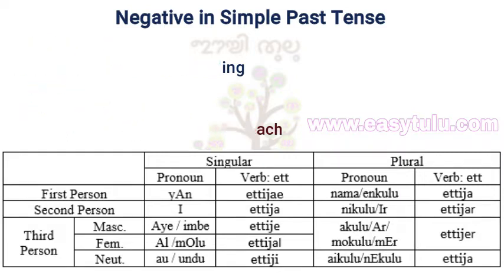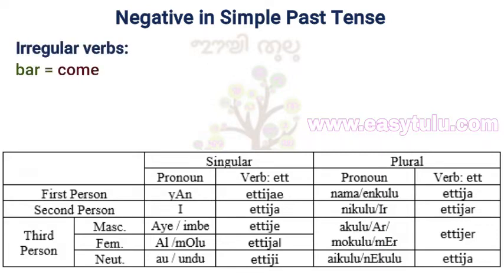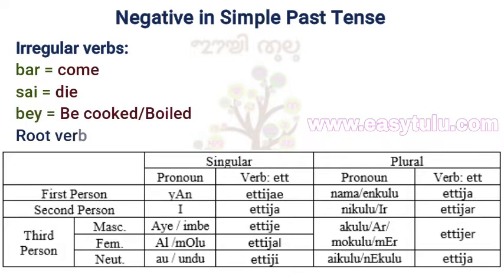Now let us see three irregular verbs we learnt in our last lesson. Varu means come. Sai means die. Vei means be cooked or boiled. So these are three irregular verbs. These verbs are conjugated by adding tu sound even though they are not pu ending verbs.